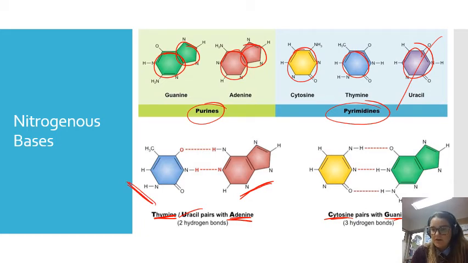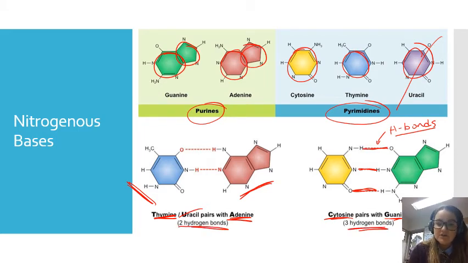The other thing that I want you to point out here is that these bonds in between these nitrogenous bases, they are called hydrogen bonds. They're a really strong bond that holds DNA really tightly together, but it's weak enough for it to be able to be ripped apart for the message to be translated and then joined back together. There are 3 hydrogen bonds between guanine and cytosine, and there are 2 hydrogen bonds between thymine and adenine.